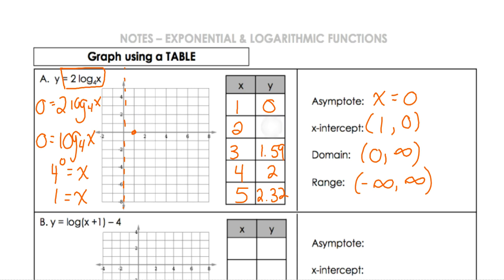And I just realized I messed that 2 up. Sorry about that. If I plug in 2, log base 4 of 2 is a half. Half of 2 is 1, so that should be 1. So at 2, it's at 1. 3 gets a little bit higher. 4 a little higher. So you can kind of see that curve starting to happen here. Again, we know with our asymptote, we're going to approach it, get really, really close, but not touch it, and then grow from there.